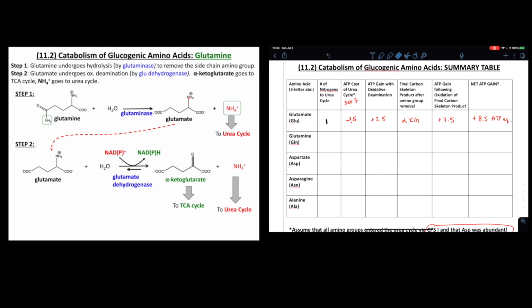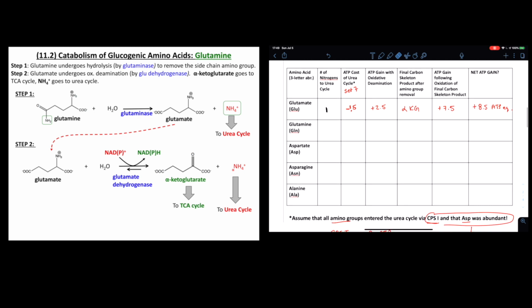We're going to take our glutamate, which is left over, which still has a nitrogen on the alpha amino group, and it's going to undergo the glutamate dehydrogenase reaction, which is going to pull off the amino group to go into the urea cycle. And then we're left with the carbon skeleton of alpha-ketoglutarate once again. And remember that we gained this 2.5 ATP from this NADPH, okay? So remember, this is the side chain amino group, and this is the alpha amino group that's going to go to the urea cycle. Okay, so the number of nitrogens that are going to the urea cycle is going to be 2 for glutamine.